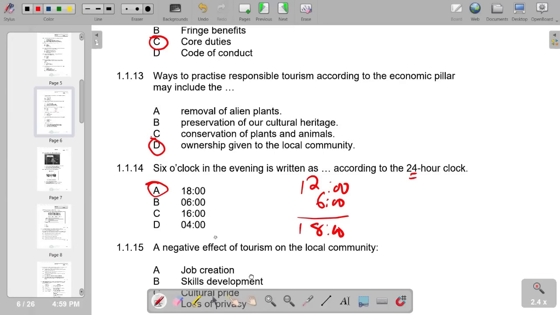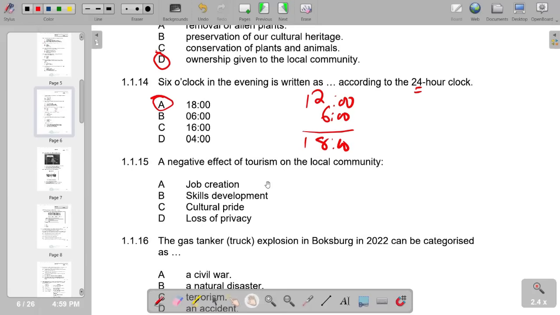Then we go to number 15, a negative effect of tourism on the local community. So we cannot only deduce positives from tourism, but we can also have negative effects. According to our responses, you'd see that loss of privacy can also be a disadvantage, as we are seeing that tourists come and access our heritage sites. So this becomes an exposure of our secrets in terms of our heritage. So we move on to number 16.